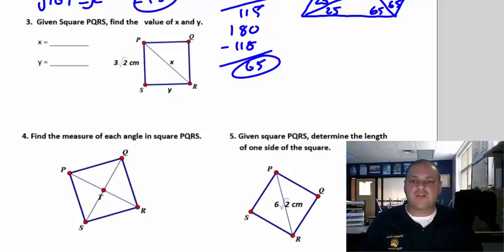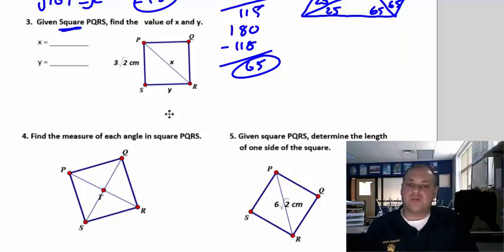Given square PQRS, find the value of x and y. Okay, so again, here's the thing. I know it's a square, right? So I know all sides are equal. So I know y must also be 3 radical 2. So y is 3 radical 2 just because all sides of the square are congruent.